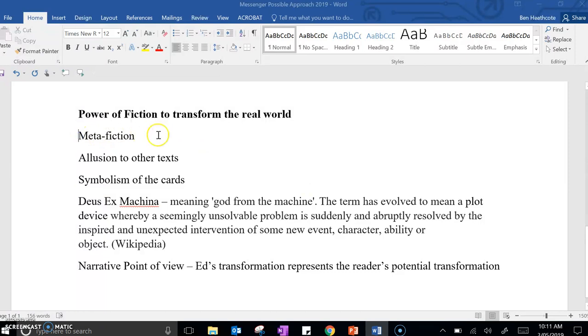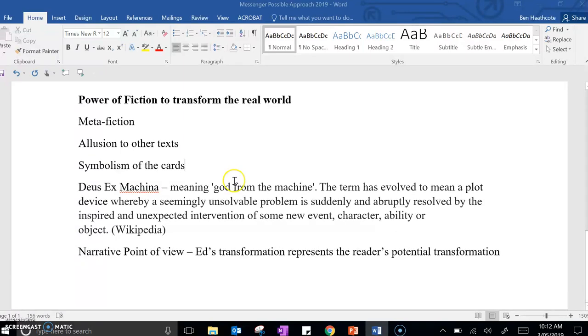So this is a metafiction like we were talking about. So the power of fiction to transform the real world. If you wanted to write about this topic, you'd need to write about the metafiction, okay? Fiction that comments on itself, Markus Zusak being in the novel, okay? It's also that there are fictional texts that inspire Ed throughout as well, okay? So we see that kind of built into it. Could be the symbolism of the cards.